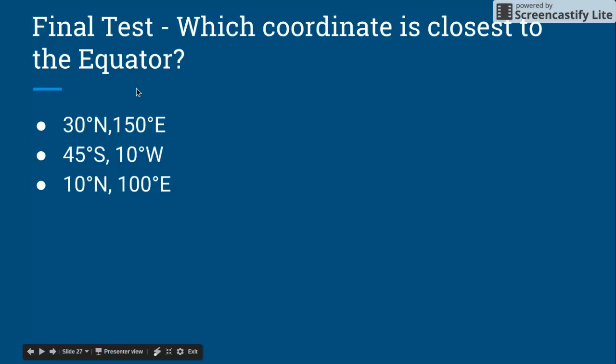So because we're looking at the distance from the equator, we don't even need to look at these 150 east, 10 west, 100 east. You don't even need to look at those. We're just looking at the first set of coordinates because we want to find the latitude. So the coordinate that's closest to the equator is the latitude number that is closest to 0, because the equator is at 0 degrees latitude. So that would be this third coordinate. 10 degrees north, 100 east is the closest to the equator because the latitude number 10 is the smallest of those three.